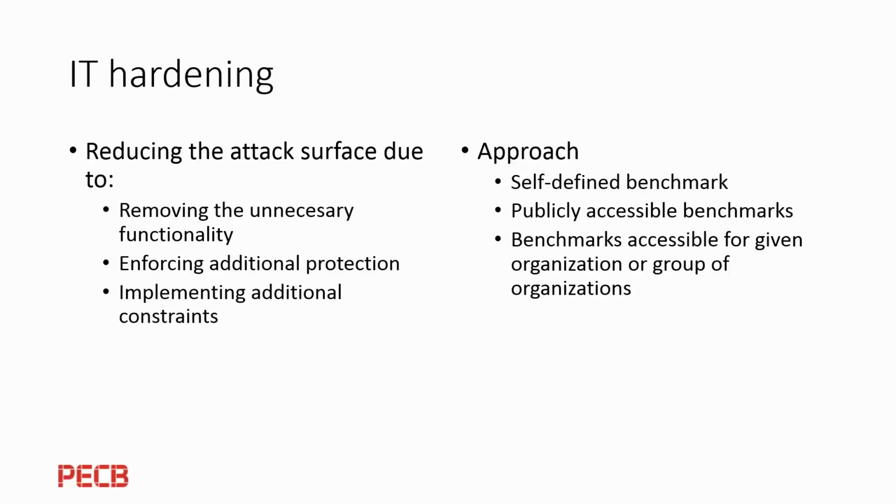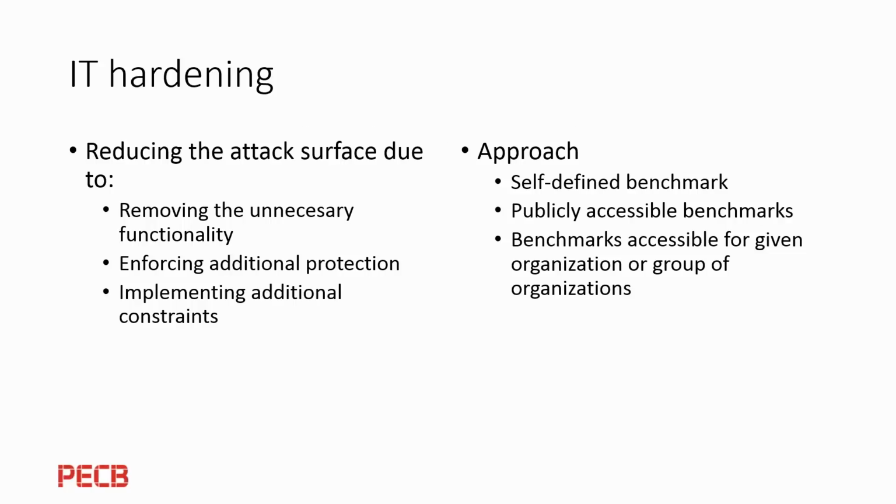So if we are talking about IT hardening, basically there are three main practices related to reducing the attack surface by modifying the configuration of IT systems or IT infrastructure to make it more secure. The first and quite obvious approach is to remove all unnecessary functionality, all unnecessary services which are a part of the standard configuration of the system.